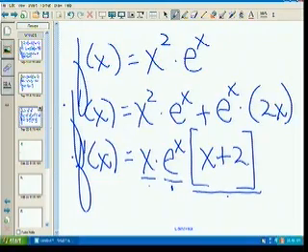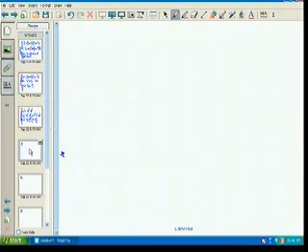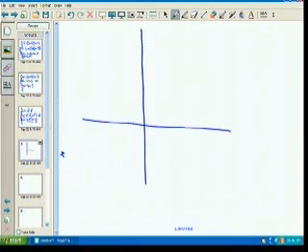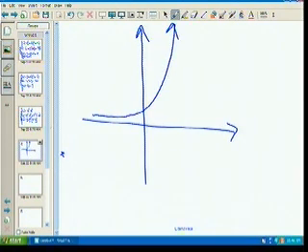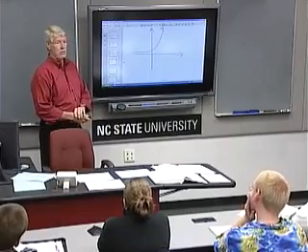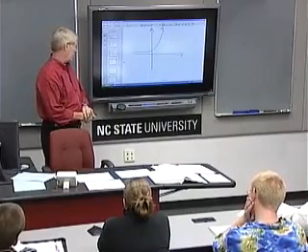Does e to the x approach 0 as it approaches negative infinity? Well, remember what e to the x looks like. It's a graph that looks something like this, right? So it never is 0. It's asymptotic over here to the x-axis, but it never reaches the x-axis. So it never is 0.